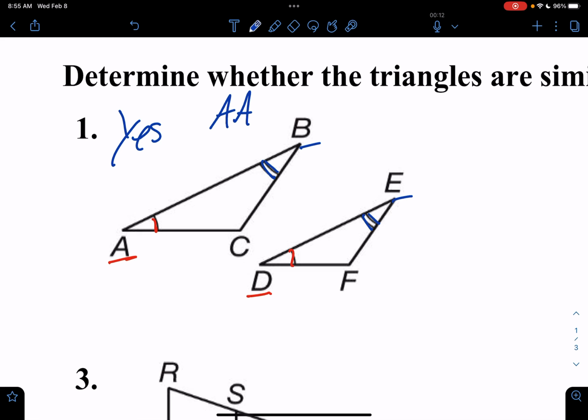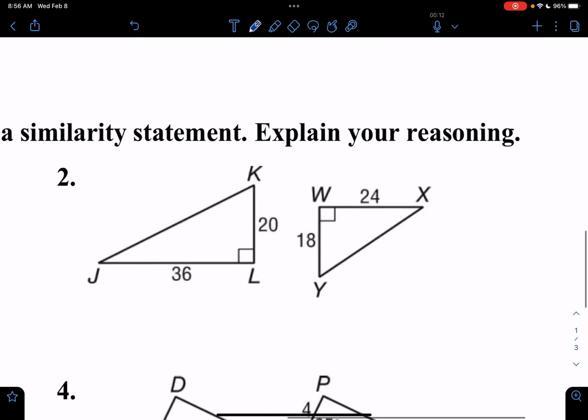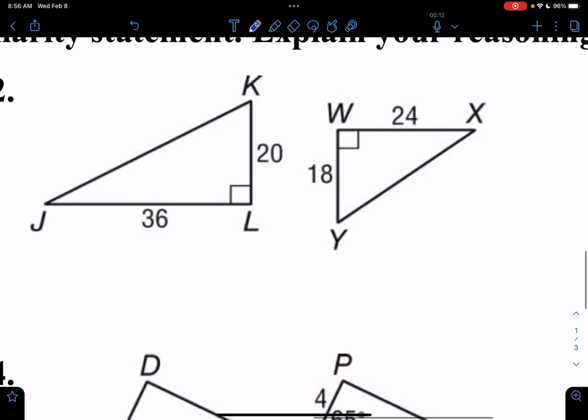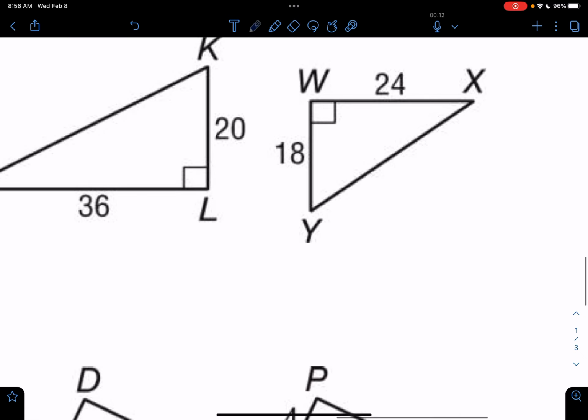And then I need to write the similarity statement. So I will write something like triangle ABC similar to triangle DEF. And that's it. Simple as that. We go again and we'll look. Okay, so for this one, what do we have? Well, we have two sides and an angle in between. The angle in between is a right angle and a right angle. So basically that checks out fine.